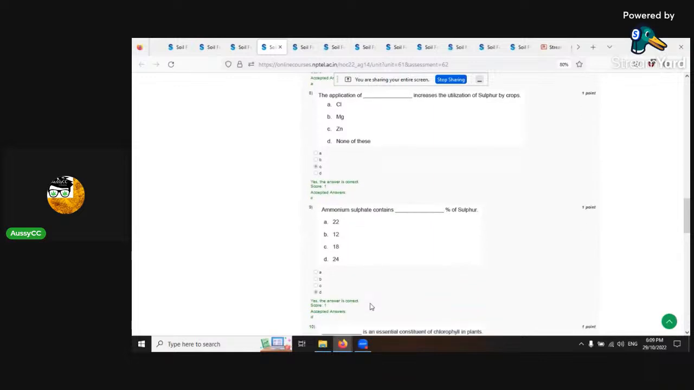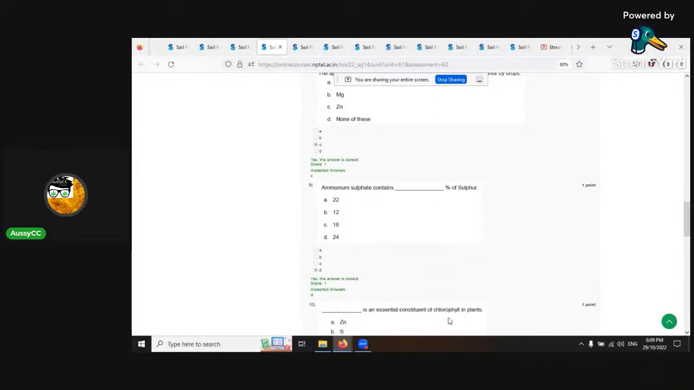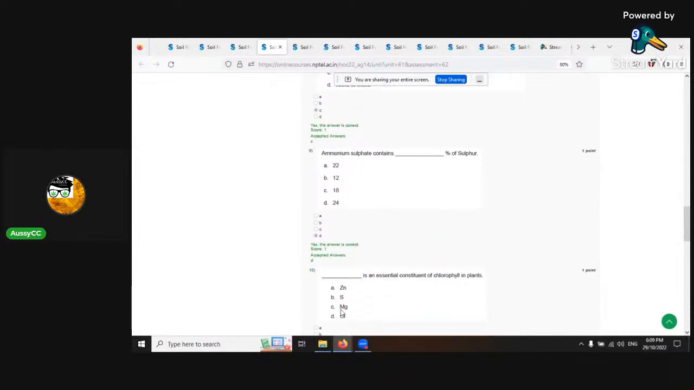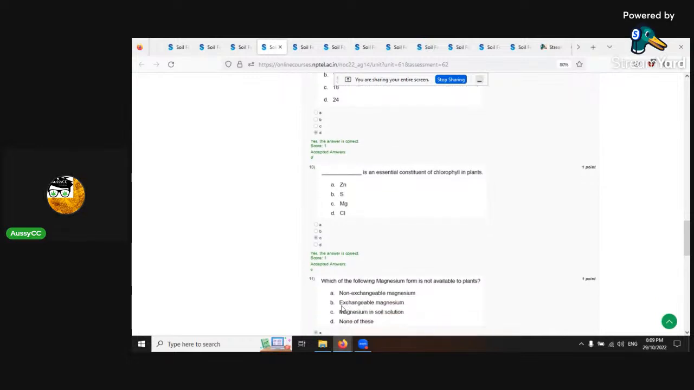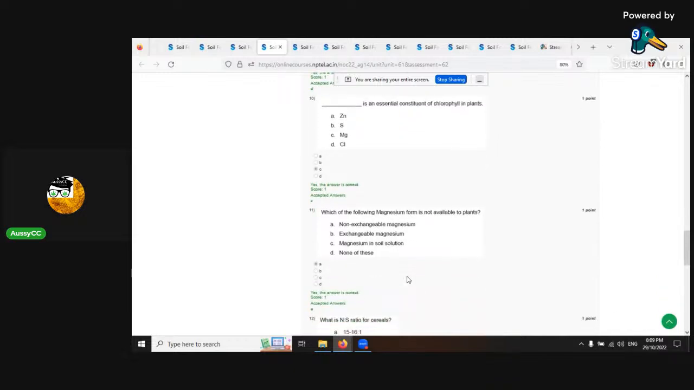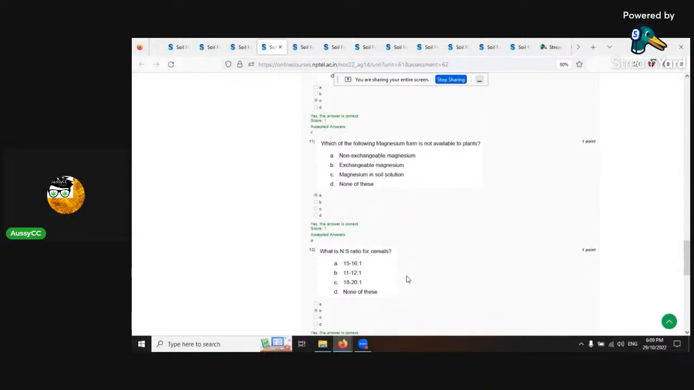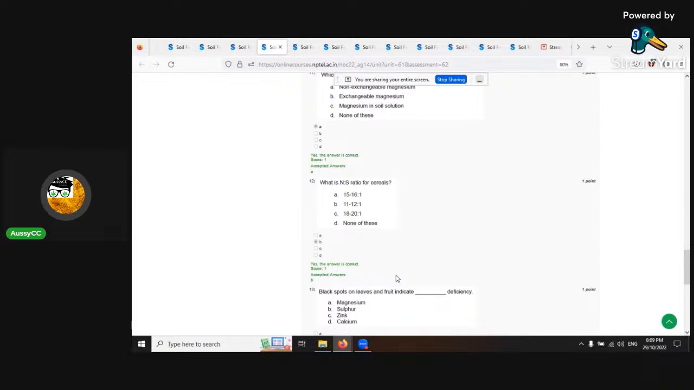I'll go with 24. Something is an essential constituent of chlorophyll. Magnesium is right in the center. Well, it's nitrogen and magnesium that make up pretty much the whole thing of your chlorophyll pigment. Which of the following magnesium forms is not available? Non-exchangeable magnesium is not available to plants. What's the NS ratio? It's 11. Black spots is formed from calcium.